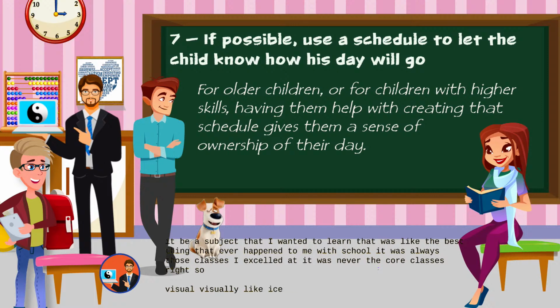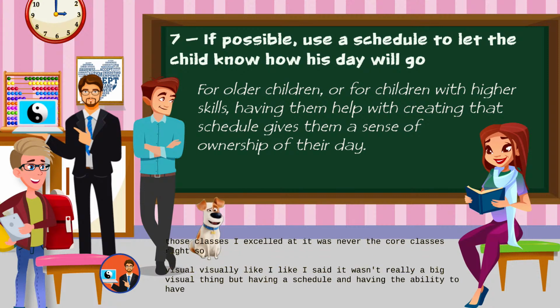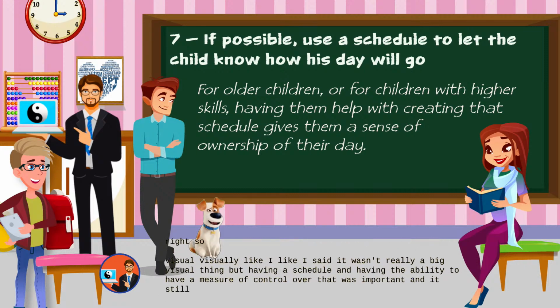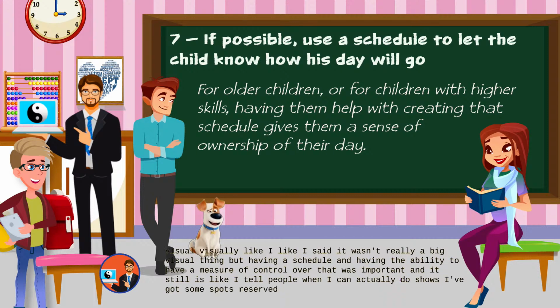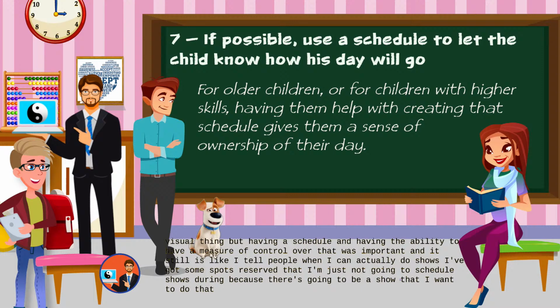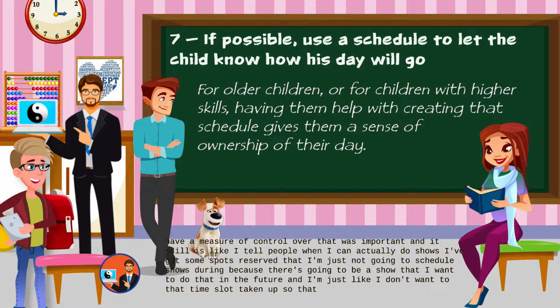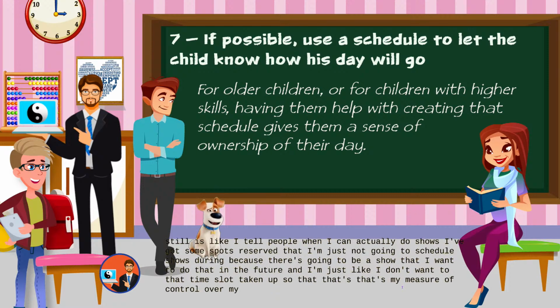Visually, like I said, it wasn't really a big visual thing, but having a schedule and having a measure of control over that was important, and it still is. I tell people when I can actually do shows now, I've got some spots reserved that I'm just not going to schedule shows during, because there's going to be a show that I want to do then in the future, and I don't want that time slot taken up. So that's my measure of control over my schedule. It's really nice to have.